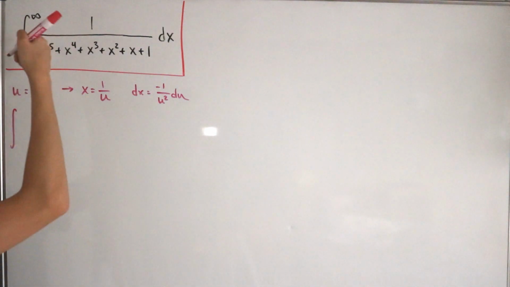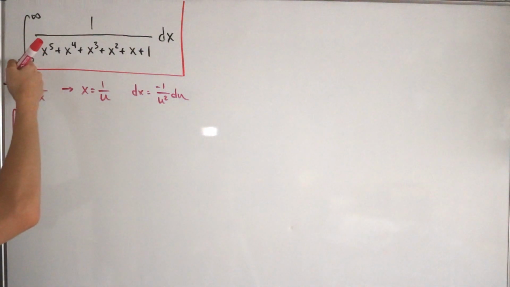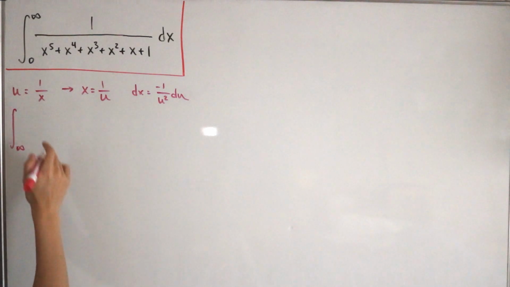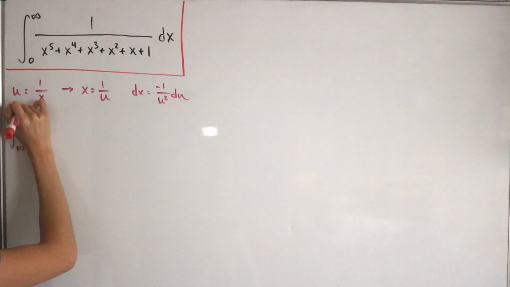Then we substitute everything back in. We have to change our bounds too. So I have x is equal to 0, which means u would have to approach positive infinity. And if I have x at infinity, that means u would have to approach 0.